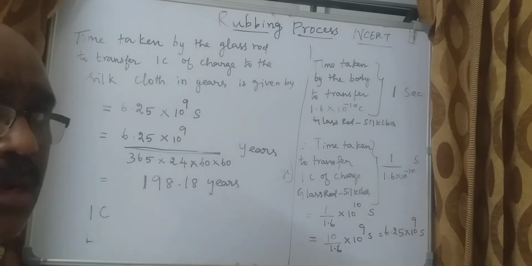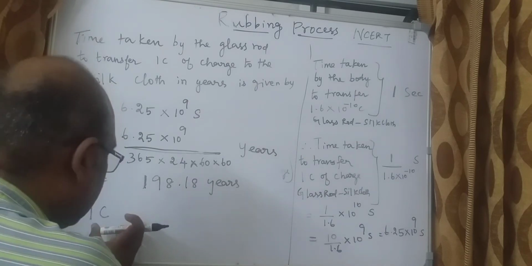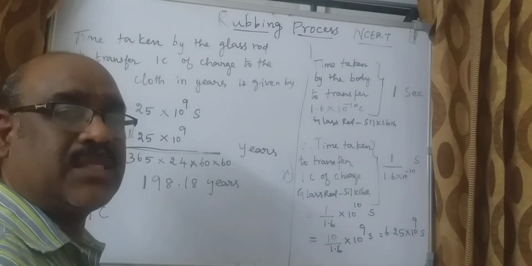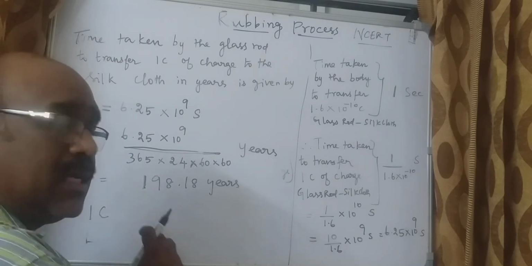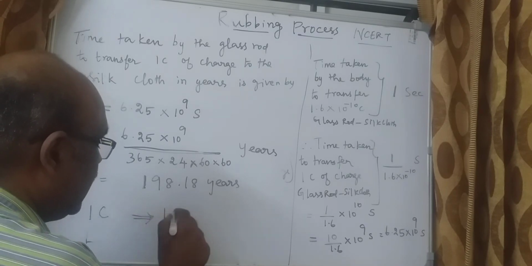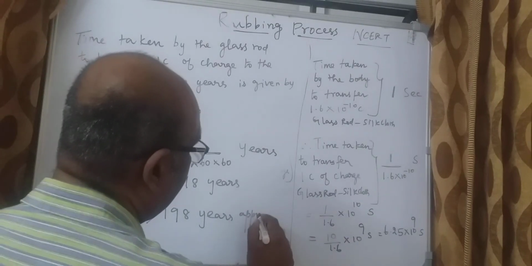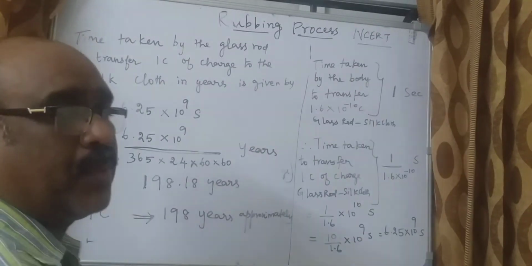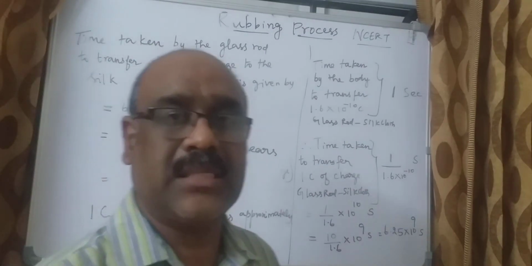So when we talk about 1 coulomb, it seems very simple, but to transfer this 1 coulomb of charge from the glass rod to the silk cloth, 1 coulomb of negative charge is transferred in 198 years approximately. So this is a very, very important NCERT numerical which is frequently asked in the exam.